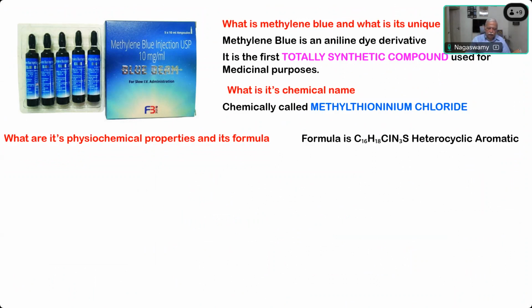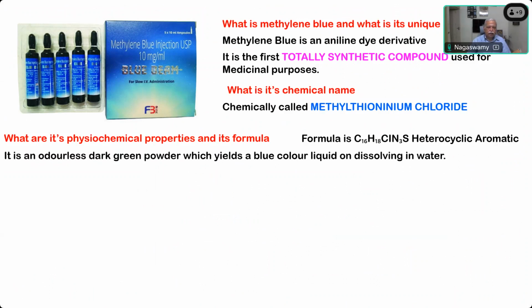Is it available ready-made as a liquid, or is it a powder which is converted into liquid? It's available as a liquid. Liquid is marketed in ampoules, but is it manufactured as a liquid directly? It's an odorless dark green powder which yields a blue liquid on dissolving in water. Okay, so it is manufactured in powder form, then dissolved in water and marketed in ampoules. What are its uses in anesthesia and intensive care?